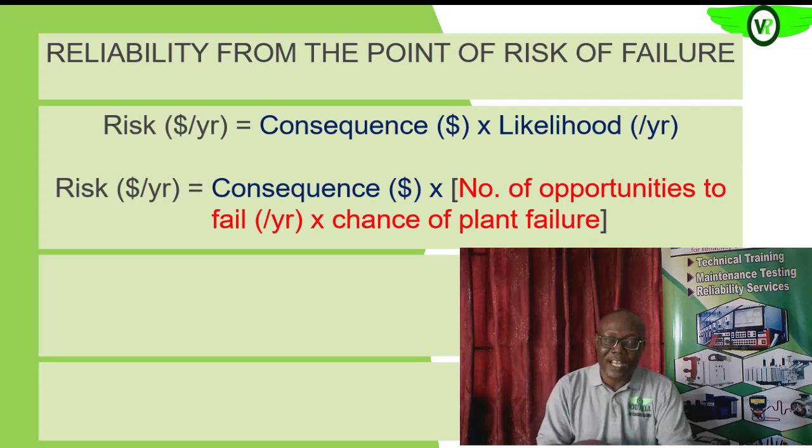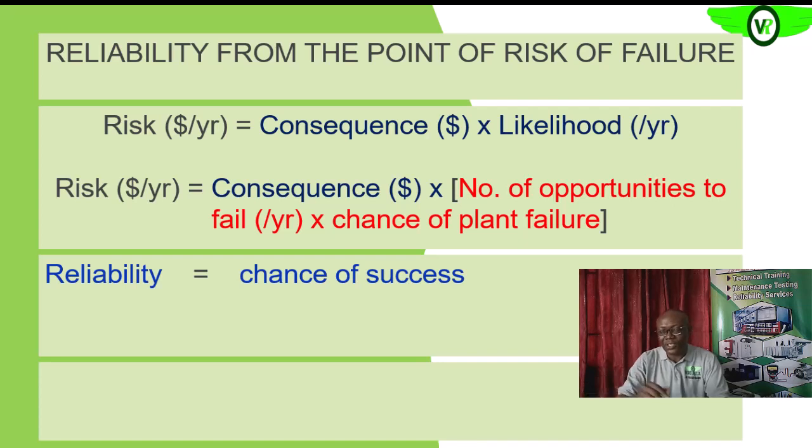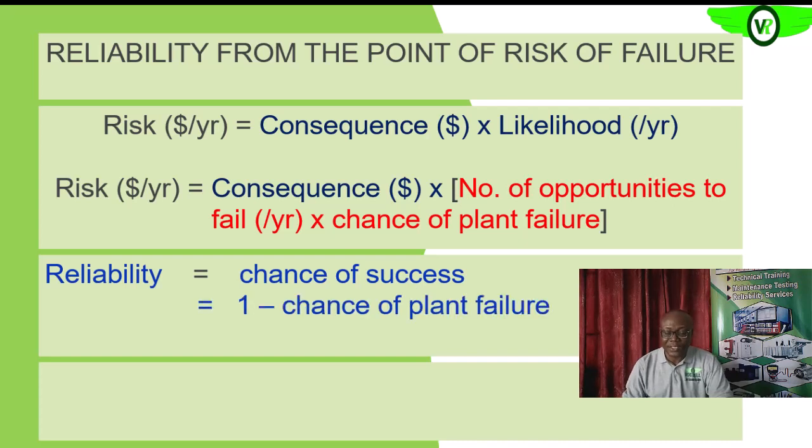So now we all know that reliability is related to the chance of success. A more reliable facility has a higher likelihood of succeeding, okay. So the chance of success, we could put it as 1 minus the chance of failure. Are we getting it? If the probability of success plus the probability of failure is 1, it therefore means that the probability of success is 1 minus the probability of failure, okay. So we can say reliability is 1 minus the chance of plant failure, which means that the chance of failure is 1 minus reliability.